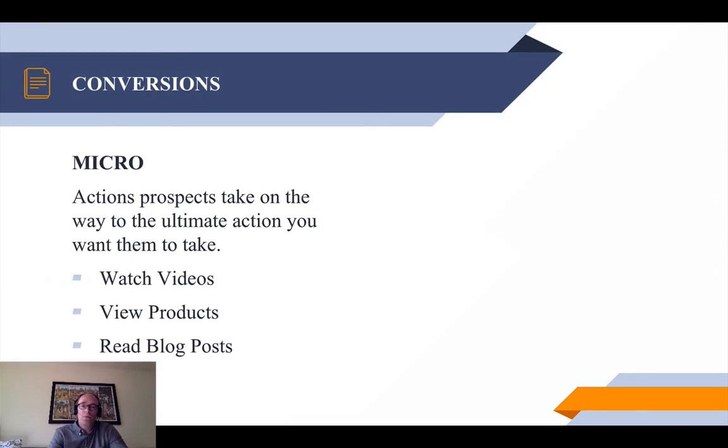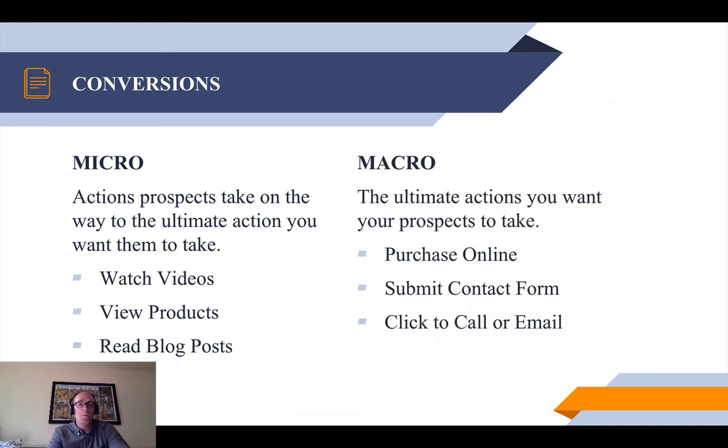Conversions. We've got micro conversions, which are small things that people might do. So if we're thinking of, say, a physical store, say we have a clothing store, people need to come in, people need to actually look at some things, maybe they need to try things on, but they're not buying yet. It's sort of the steps that happen before they take the ultimate step that we want. Ultimate step would be a macro step.